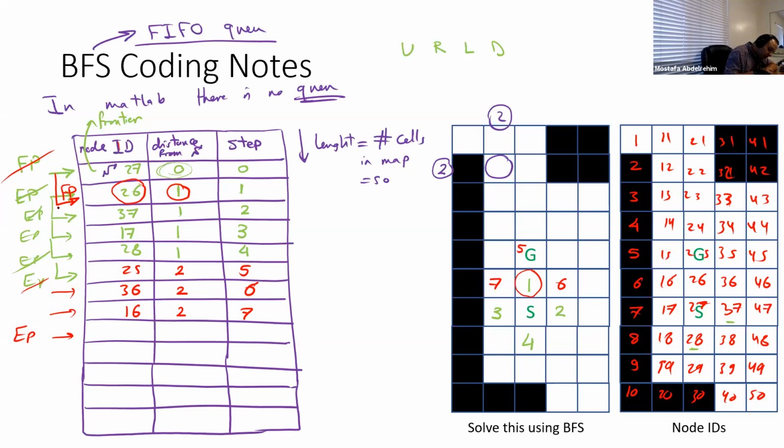We move the frontier pointer to 37. Node 37. Where is node 37? It is that node. Okay, and we will continue in exactly the same way.